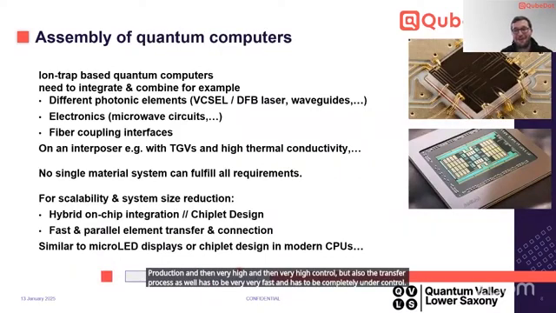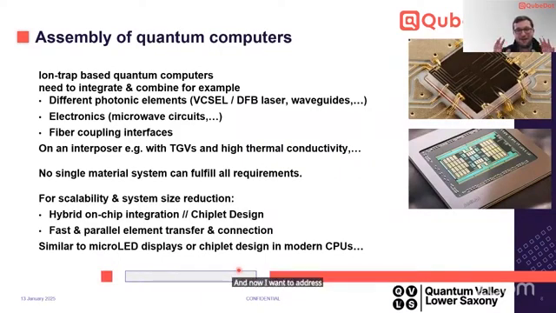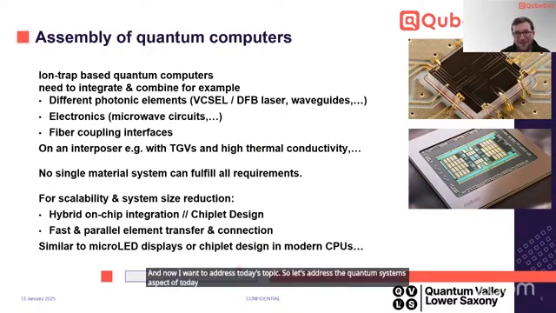And now I want to address today's topic. So let's address the quantum systems aspect of today's series of talks.